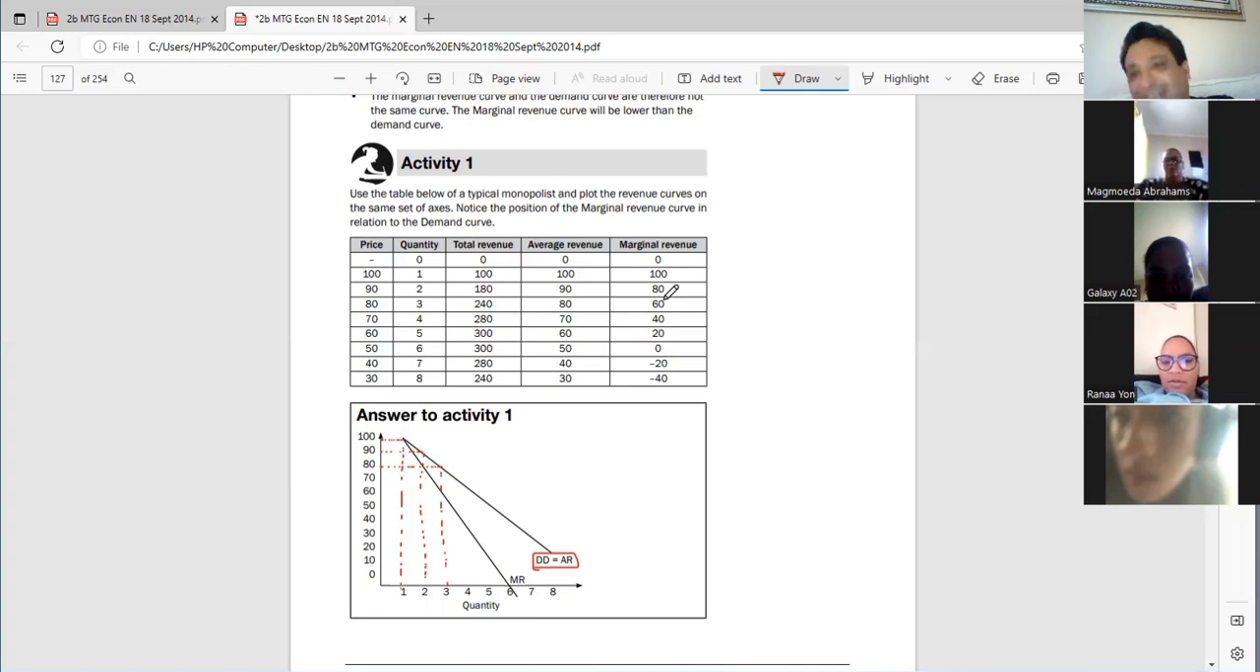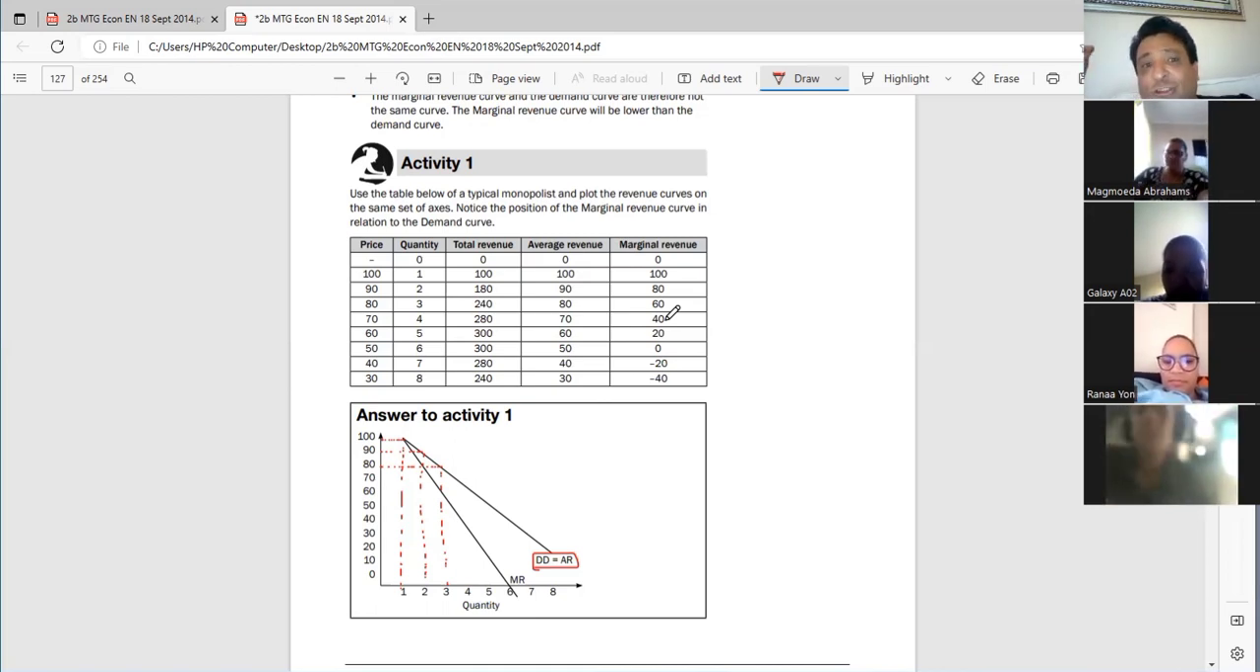So if we go to the next one, 240. Okay, so if you go to 280, so it went from 240 to 280, which means your marginal revenue is 40 rand. Correct. So it's a change. Your marginal revenue is your change in total revenue. You got that?